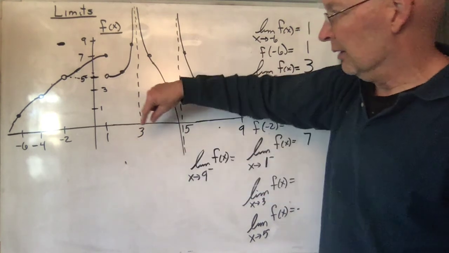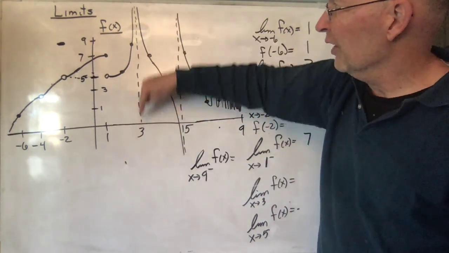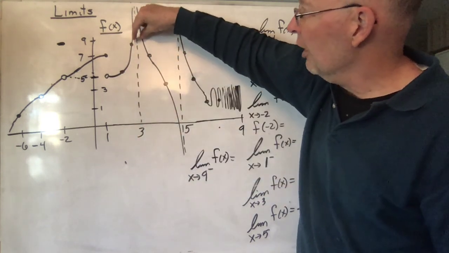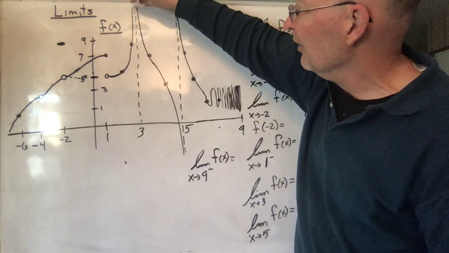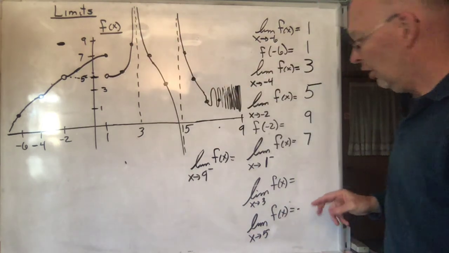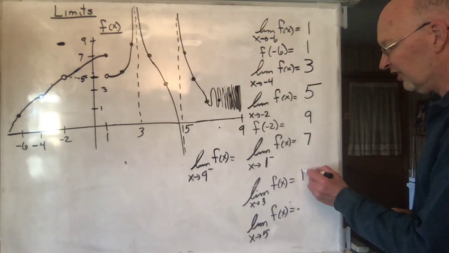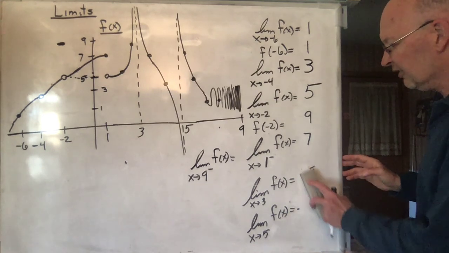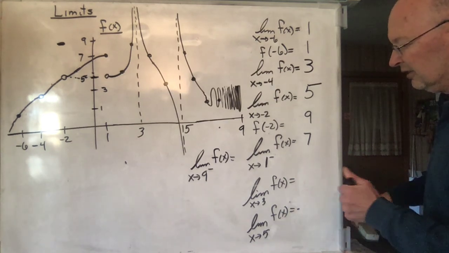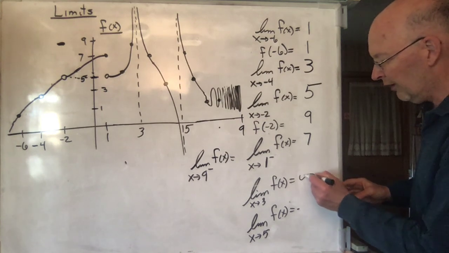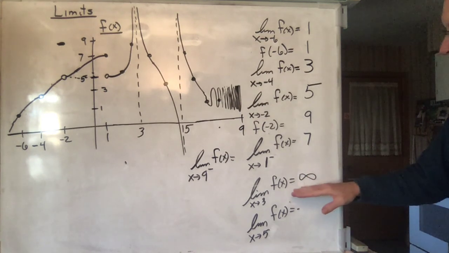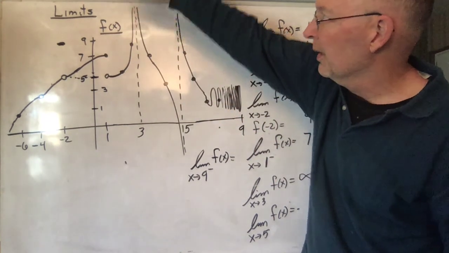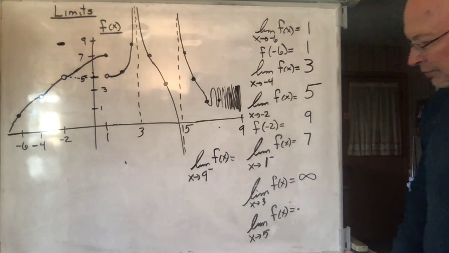What about at 3? There's no real number that this function is approaching as x approaches 3, but it is getting arbitrarily large. It's going off to positive infinity in both directions. So we could write doesn't exist here, which is the case, but that's not as informative as explaining why it doesn't exist. It doesn't exist because it's going off to infinity. So we can put infinity there to indicate that it's on both sides, it's heading up, getting arbitrarily large.